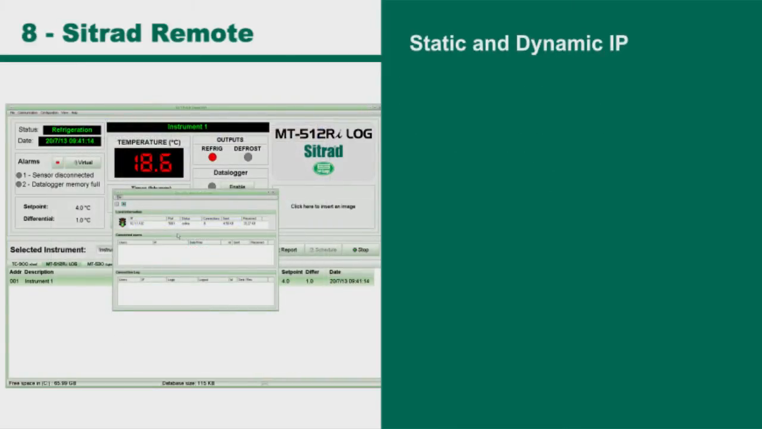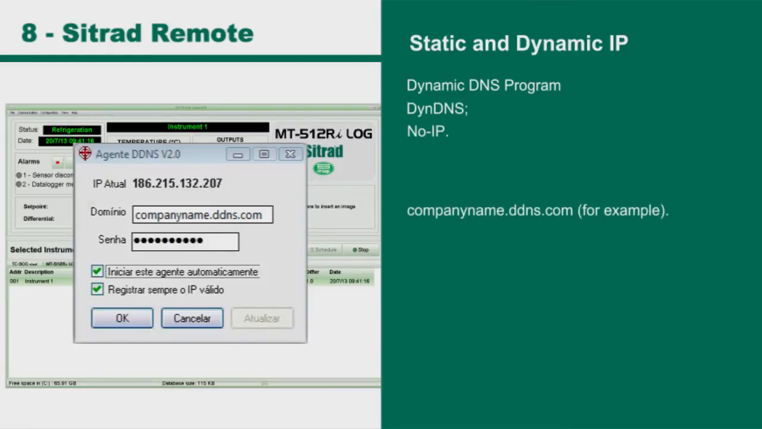Static and dynamic IP. If you've contracted the static IP service from your internet provider, you will not have problems. But if your IP changes daily, the Sitrad Remote loses connection. The reason is that your IP is dynamic. Then you have to install a dynamic DNS program or contract the static IP service. There are several free programs available on the market, such as DynDNS and No-IP. Then install one of these programs on the computer where Sitrad Local is. These programs provide a subdomain address, which we will use in place of the IP.